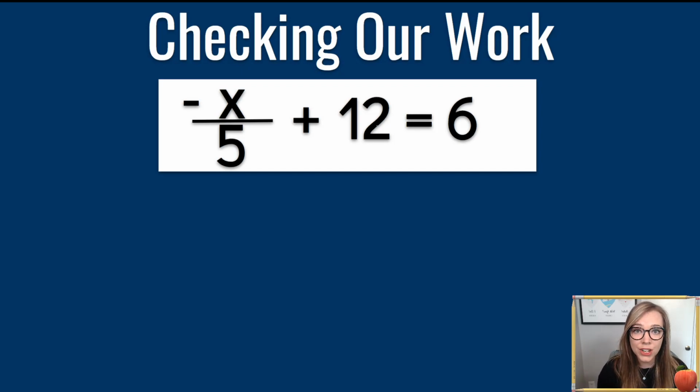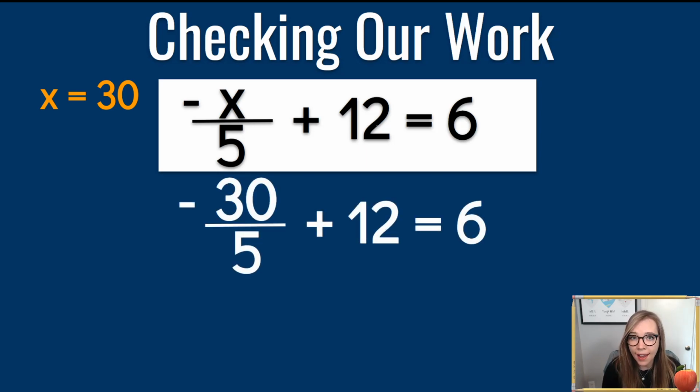All right, here's our equation. We are going to replace that x with the 30 that we found, but we can't replace the negative symbol. So we're going to leave that in there when we rewrite the equation, and we're just going to swap out the x. So now we have negative 30/5, or negative 30 divided by 5, plus 12 equals 6.